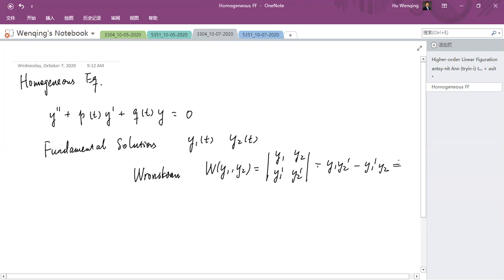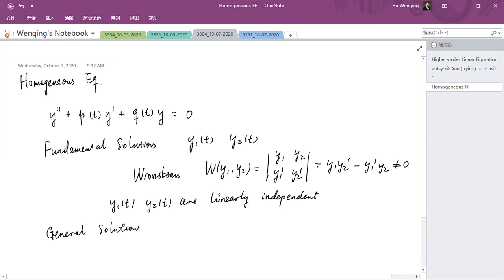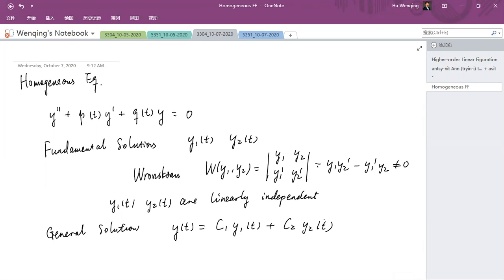So the Wronskian has to be non-zero, right? If the Wronskian is non-zero, then we are going to say that these solutions y1 of t and y2 of t are linearly independent. As long as you have linearly independent solutions, the general solution of the homogeneous equation takes the form y of t is equal to c1 y1 of t plus c2 y2 of t. So that's the way you create a general solution to the homogeneous equation. Is that good, family? Okay.